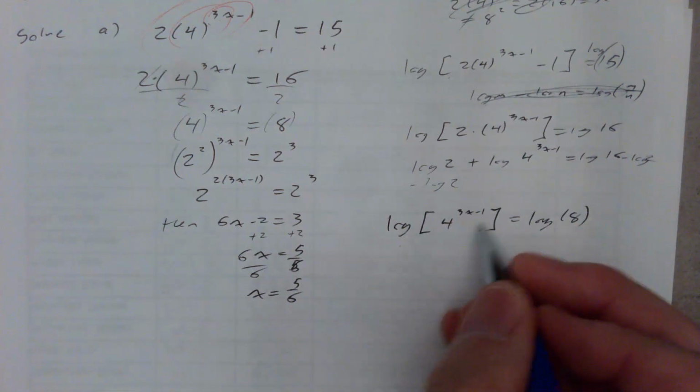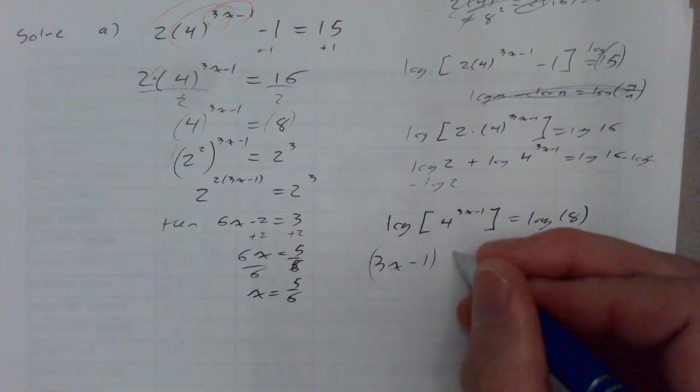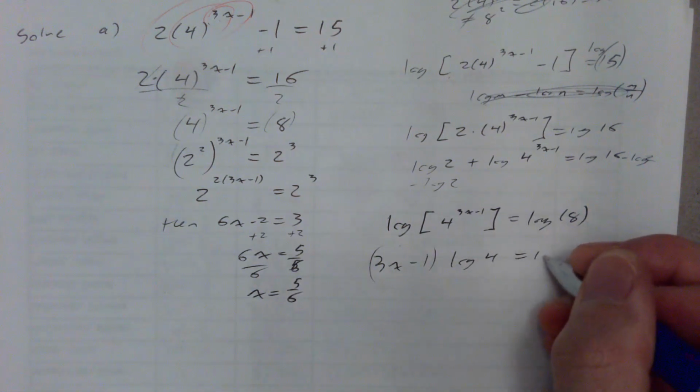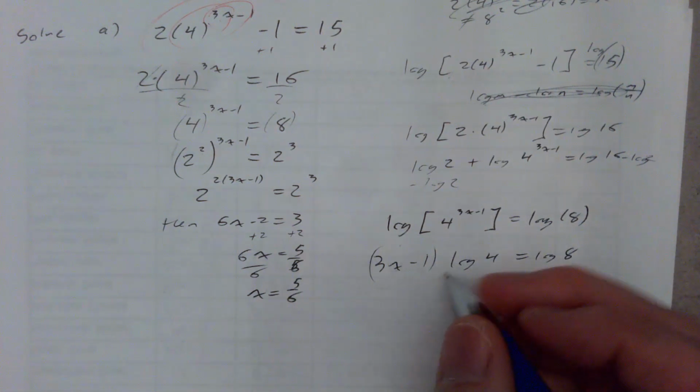Anyways, if I miss that, here is a power of a power. Let's keep our base and multiply our exponents. Log 4 equals log 8. And then I'm going to isolate for x by undoing these operations.